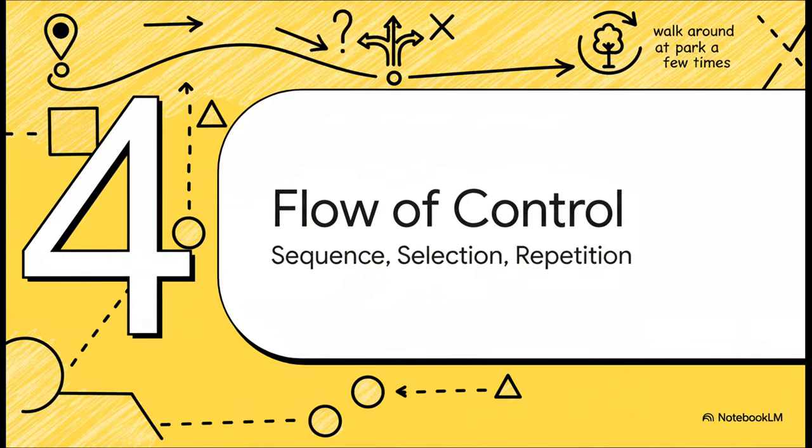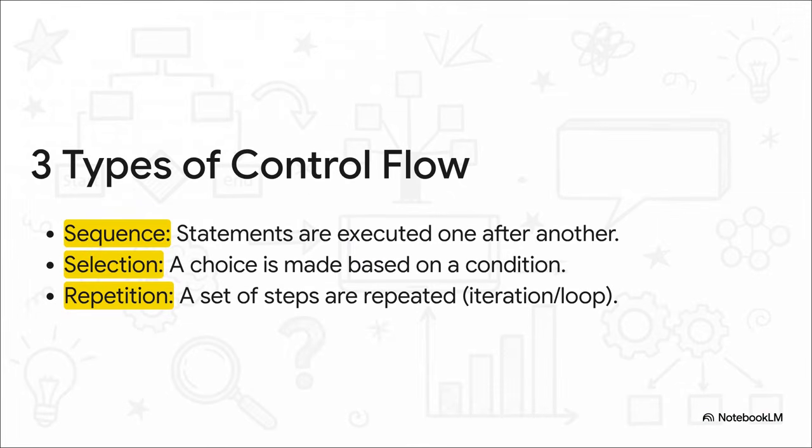But how does the computer actually follow them? We call this the flow of control. It's like you're giving directions to a friend. You can tell them, go straight, or at the next crossing, turn left, or walk around the park 2 times. And you know what? In the entire world of programming, there are only 3 ways to control the flow. That's it.